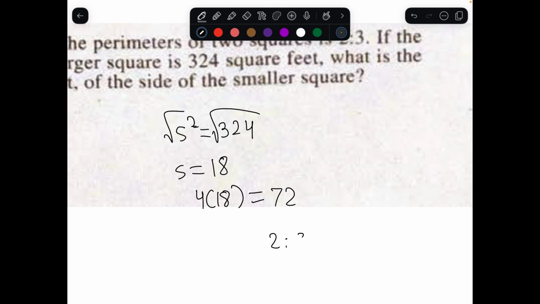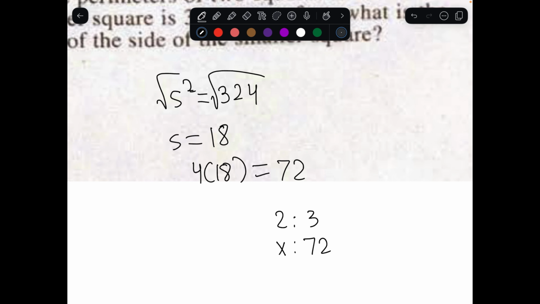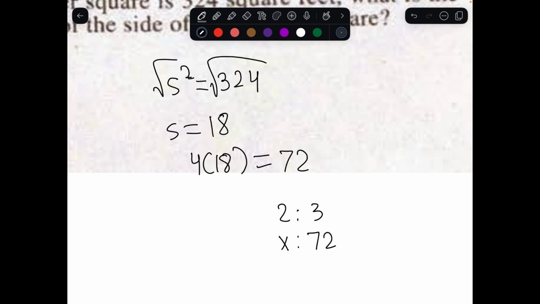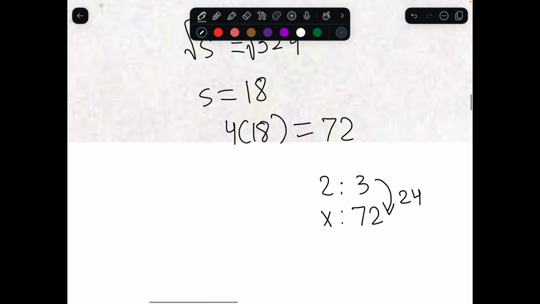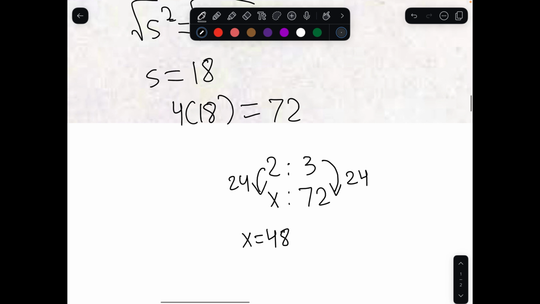2 to 3. Let's call the perimeter of the smaller square x to 72. Notice that for this ratio, you multiply 3 by 24 to get 72. So that means to figure out x, you would multiply 2 by 24 as well. That means x is 48. Now we have the perimeter of the smaller square.